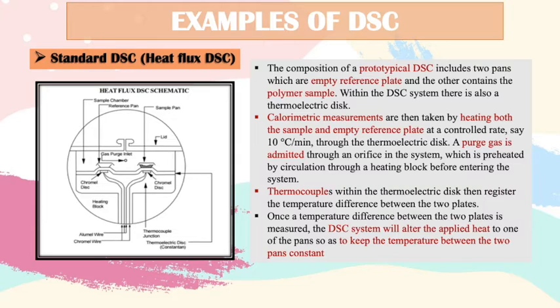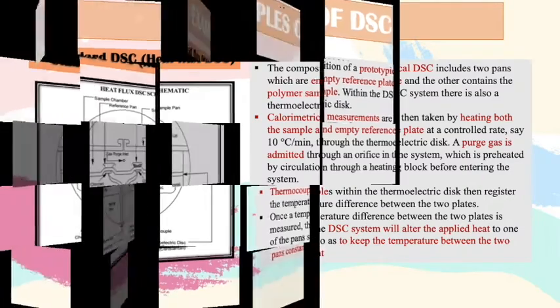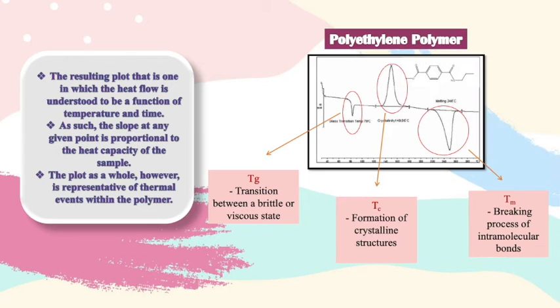Once a temperature difference between the two plates is measured, the DSC system will alter the applied heat to one of the pans to keep the temperature between the two pans constant. As you can see, this is the DSC thermogram for polyethylene polymer.